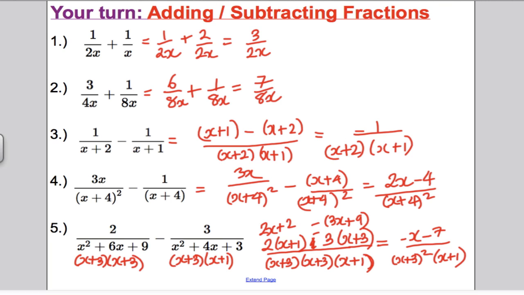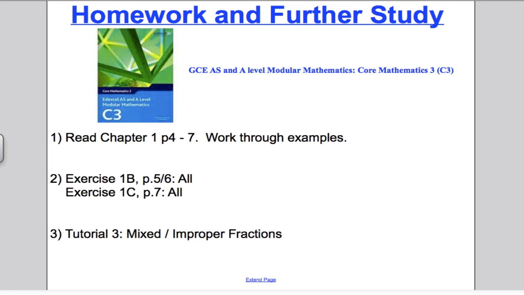Okay, just to finish with then, you should read through chapter 1, pages 4 to 7 of your core 3 book and work through their examples. Do exercise 1b and 1c. 1b is on page 5 and 6, do all parts, and do 1c, all parts.